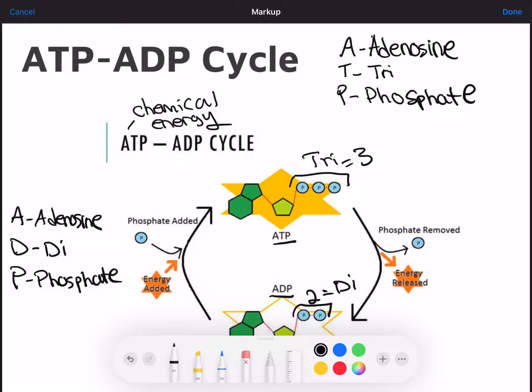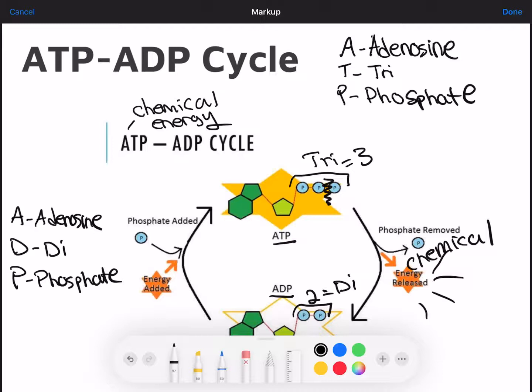The way that it spends that energy is when I remove a phosphate. Specifically, I break the bond between the second and third phosphate. When I remove that phosphate, a whole bunch of energy is released, and that is chemical energy. When I remove that, that means that I have now created a molecule that's called ADP, or adenosine diphosphate.